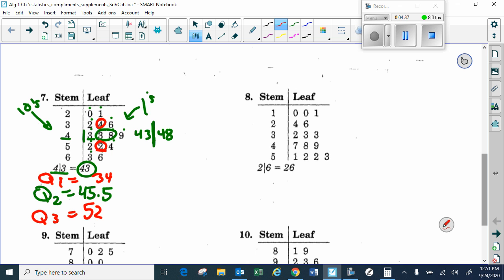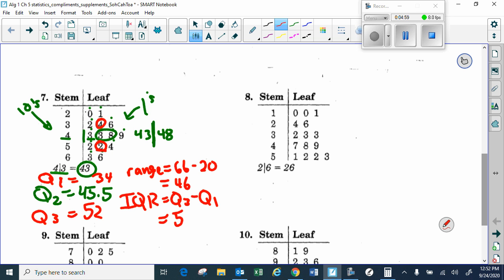So I found 3 of the 5. Then remember I need the range, which is high minus low. So the range is 66 minus the low of 20, which equals 46. And I need the IQR, inner quartile range. Remember that's Q3 minus Q1, like we just did on the last problem. Q3 is 52, and Q1 is 34. Subtract that and I get 18. So IQR is 18. Okay, so you practice that now both with numbers and in the stem and leaf plot here.